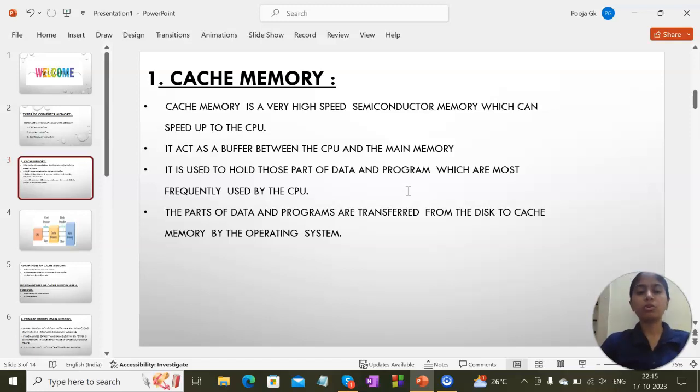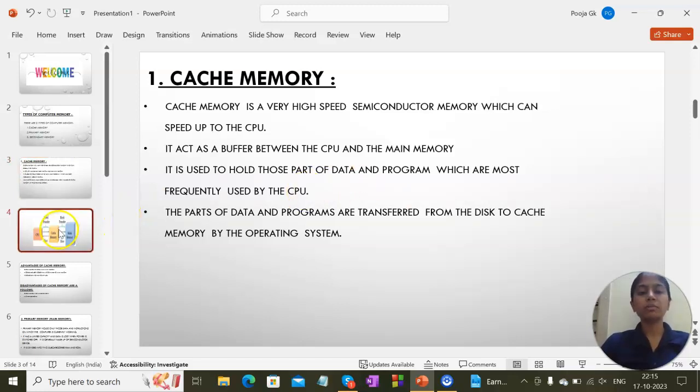It is used to hold those parts of data and programs which are most frequently used by the CPU. Frequently means currently used. The parts of data and the programs are transferred from the disk to cache memory by the operating system.